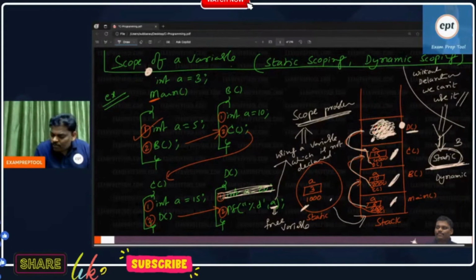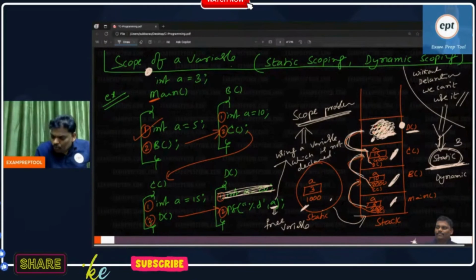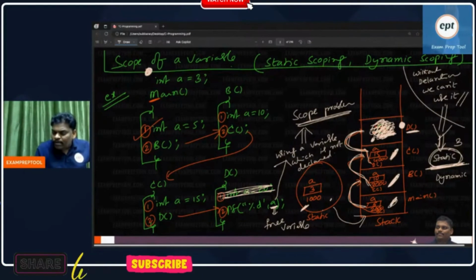First two, right? At compilation time itself, memory is created in the static area. After compilation, you came running. So in dynamic scoping, whenever the topmost one is not available, go to the previous. Here also not available, go to previous. Here also not available, go to previous. That is called dynamic scoping.